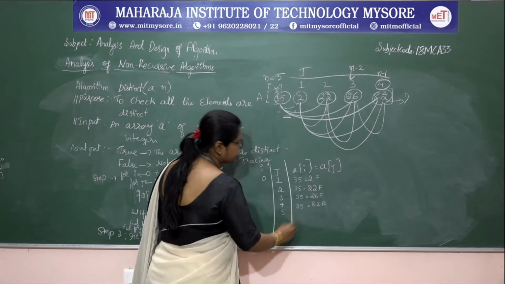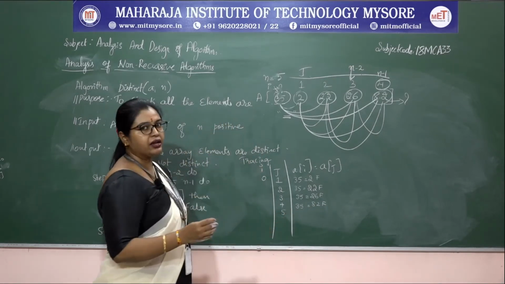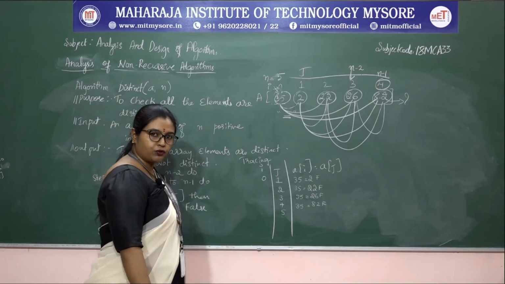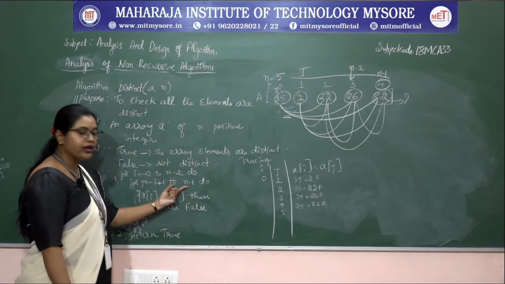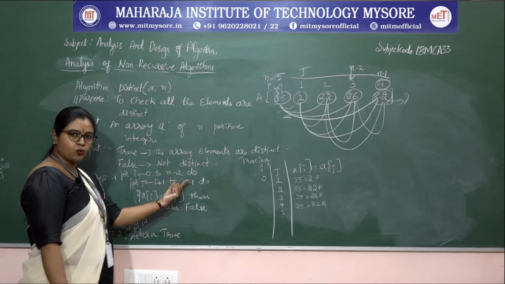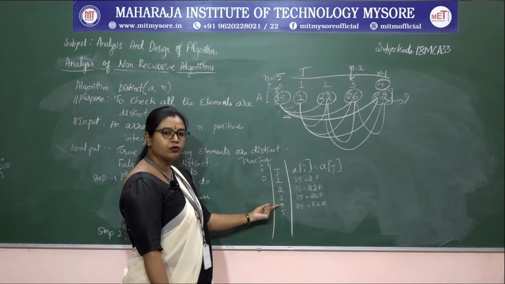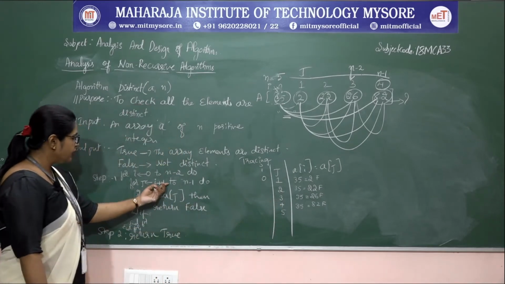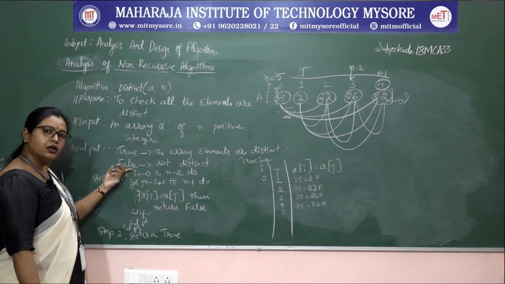What is j? j is now 5. But we don't have any value in the 5th position; 5 less than 5 is false. It will come out of the loop. This is going up to n minus 1. So n minus 1 is nothing but what? 4. So this is going to run up to this. Once it is done, it will go back to the outer loop.